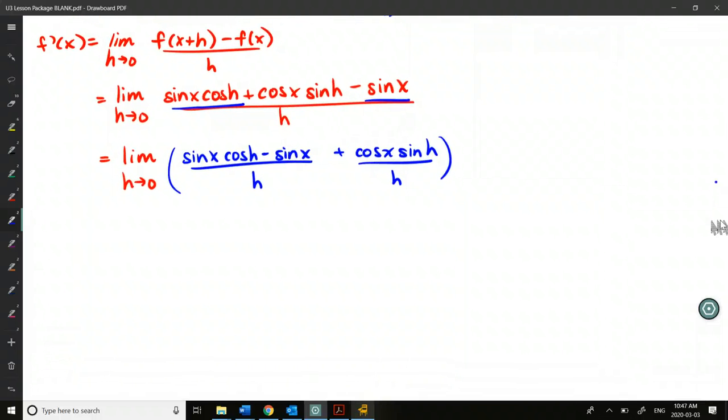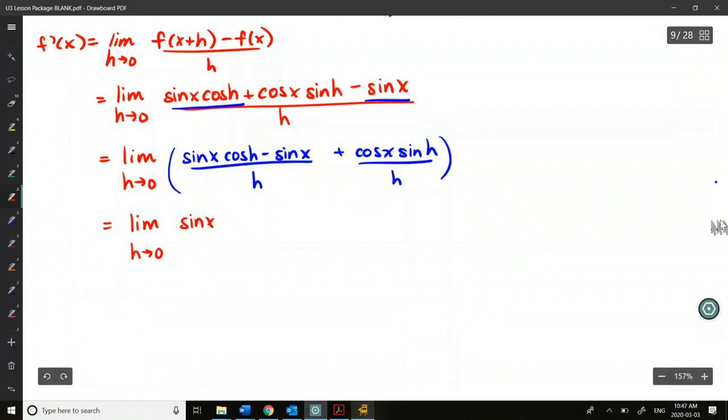And there's a rule of limits that we've used in previous proofs that says if I have the limit of two expressions that are being added, I can actually take the limit of each individual expression. And I'm allowed to do that. So we can actually take the limit of both of these. I'm also going to just common factor the sine x from the top as I do that.